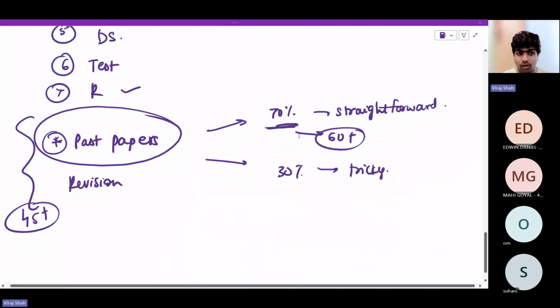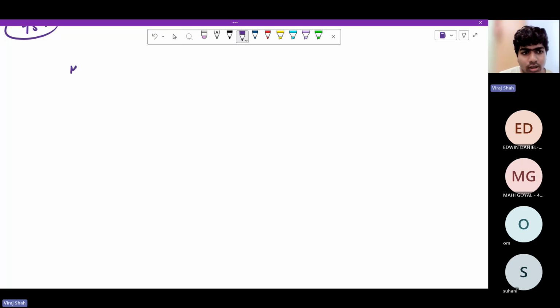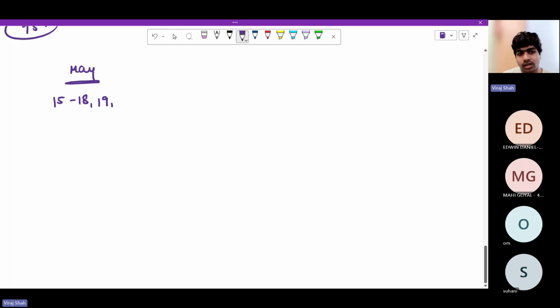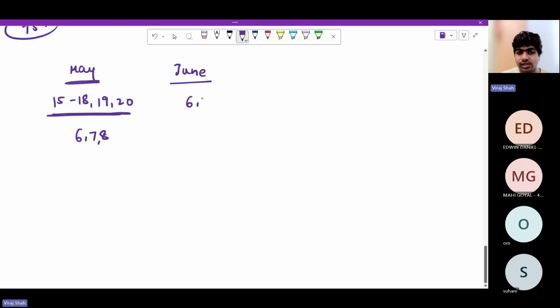Coming back to OneNote, my aim here is, in the month of May, I am planning to do chapter numbers 15, 18, 19, and 20. Similarly, I start with 6, 7, 8 in the month of June. When I say these chapters, I am also talking about R. I am not keeping R for the end. We simultaneously solve R.